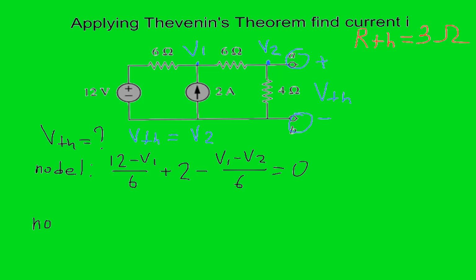Let's do the same for node 2. So the second nodal equation for node 2, we have the current coming in from the 6 ohm resistor, so that will be (V1 minus V2) over 6. Now it is positive because it's coming in, and just one more current through the 4 ohm resistor, it's going out, so we put minus V2 over 4.